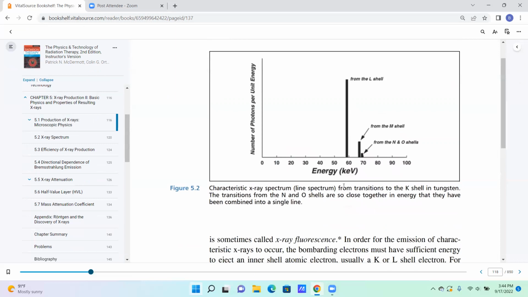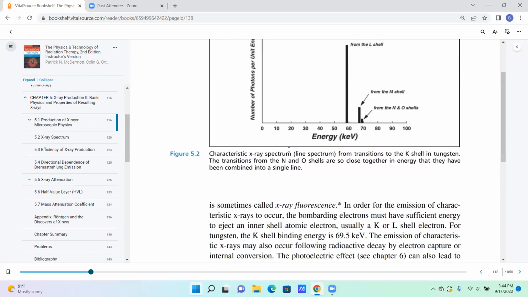So now you've had a spectrum, a line spectrum, from transitions to the K shell in tungsten. This is going to be the number of photons per unit energy. This is going to be the energy. When they jump from the L shell, you'll see this amount of energy is what's being released. It's quantized. There's not a spectrum there. And you're going to find that jumping from the L shell down to the K shell is going to be far more of what you observe than jumping from the M shell or jumping from the N and O.